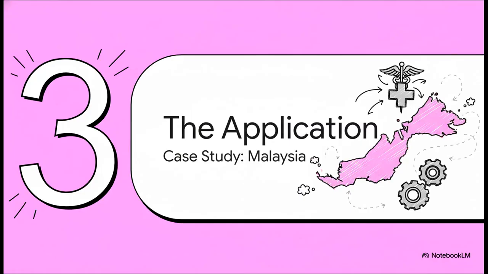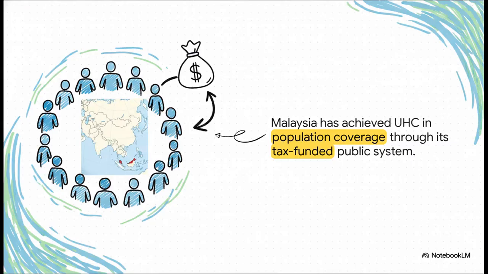All right, theory is great, but let's make this real. The best essays use examples. So let's apply this whole framework to a fantastic case study: Malaysia. Now, Malaysia is a super interesting case study because when you look at that UHC cube, they've absolutely nailed one dimension: population coverage. Through their public, tax-funded system, they've basically covered everybody. So on that who is covered axis, they get a big check mark.